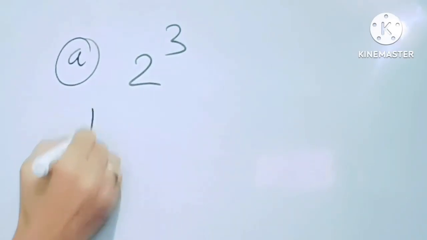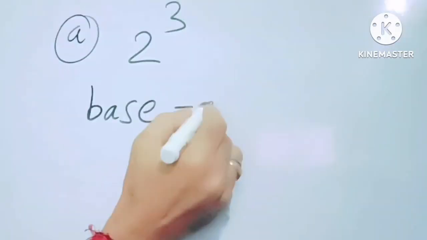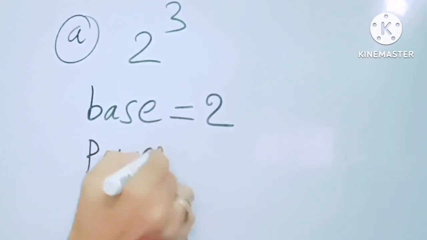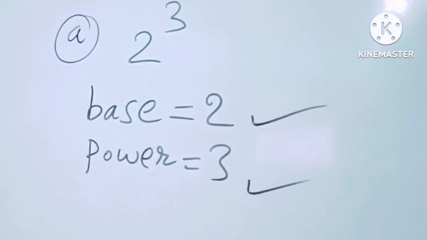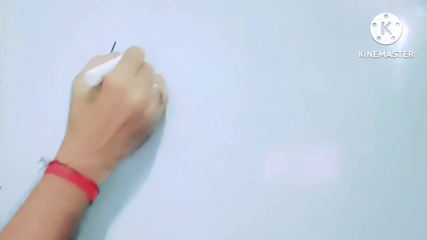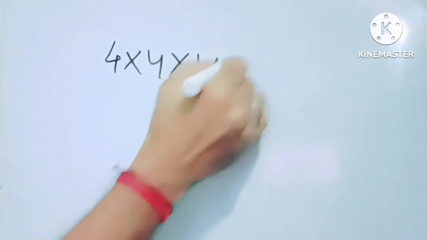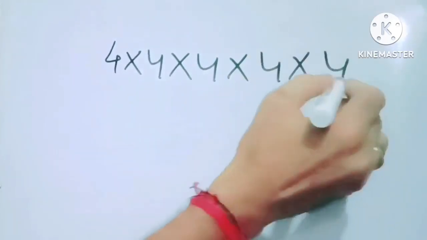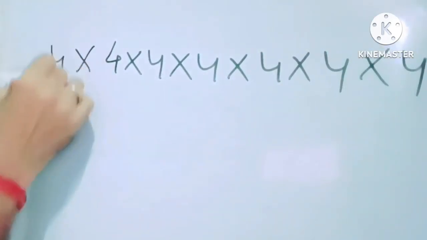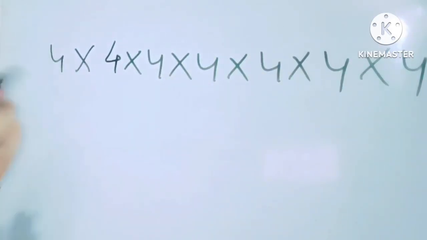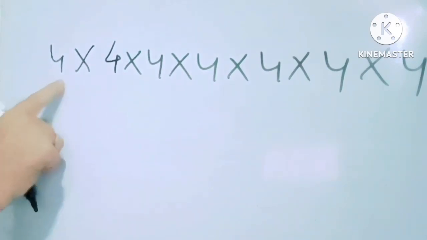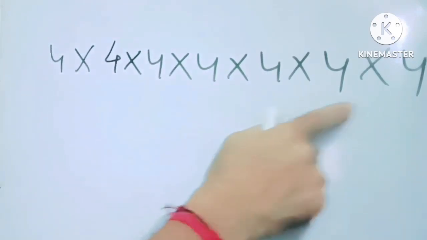Here in this term, base is 2 and power is 3. Like this, write this one in power notation. How many times? 1, 2, 3, 4, 5, 6, 7 times. That means here 4 is multiplied by itself how many times? 7 times.